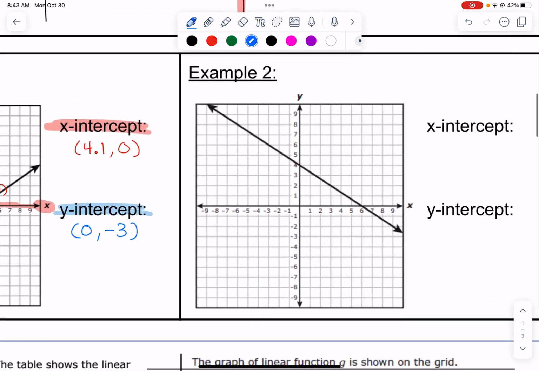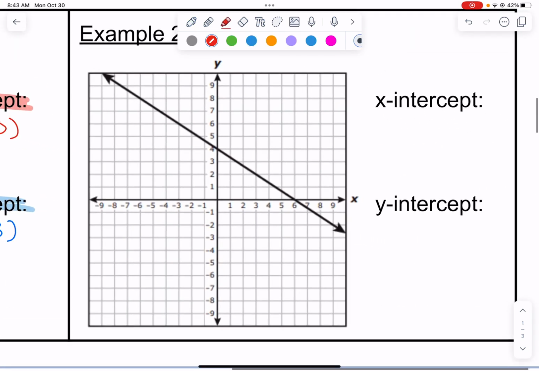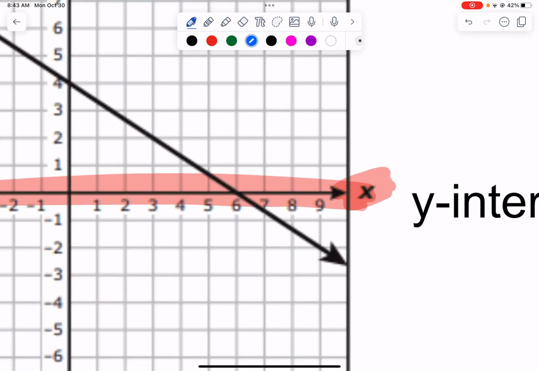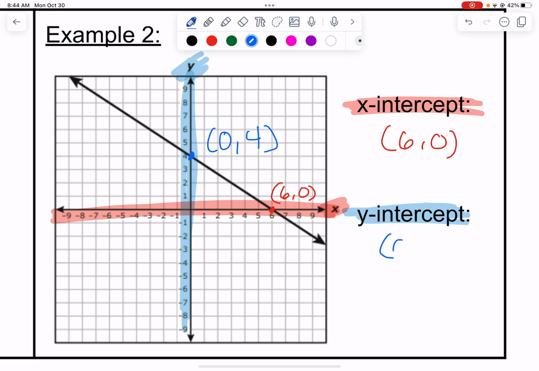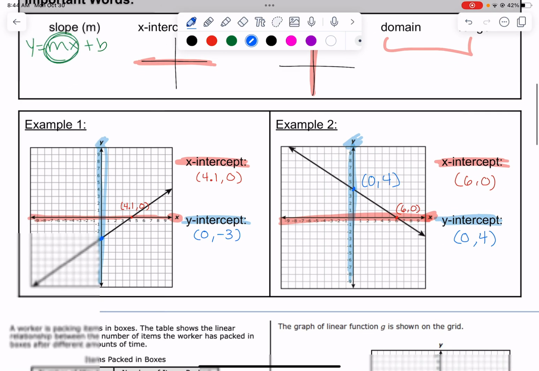Then, let's try one more time. Our x-intercept is on the x-axis, which is left and right. If we zoom in, that is going to be 6, 0. And then for our y-intercept, it's on the y-axis, up and down, which is 0, 4, and that's our y-intercept, 0, 4.